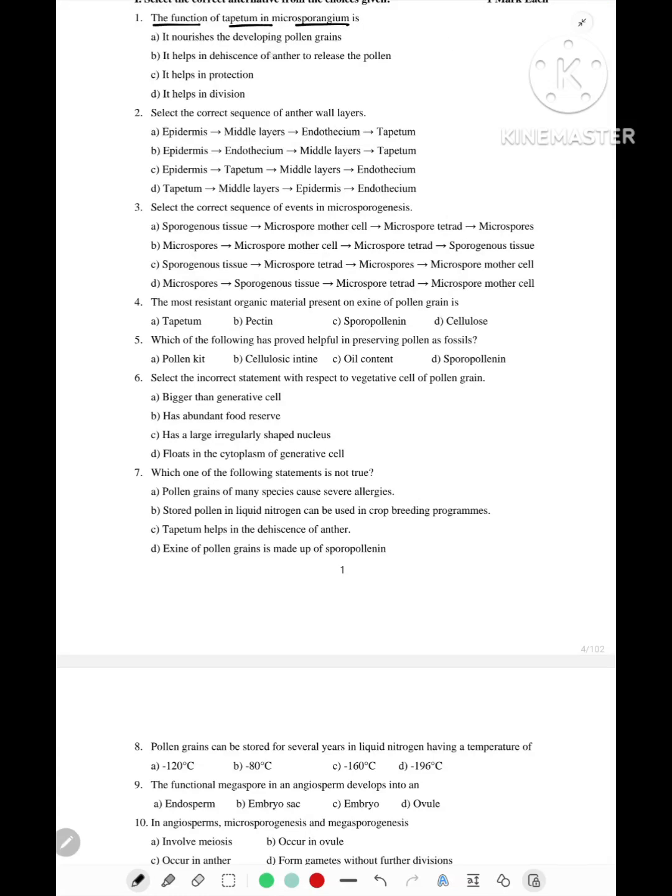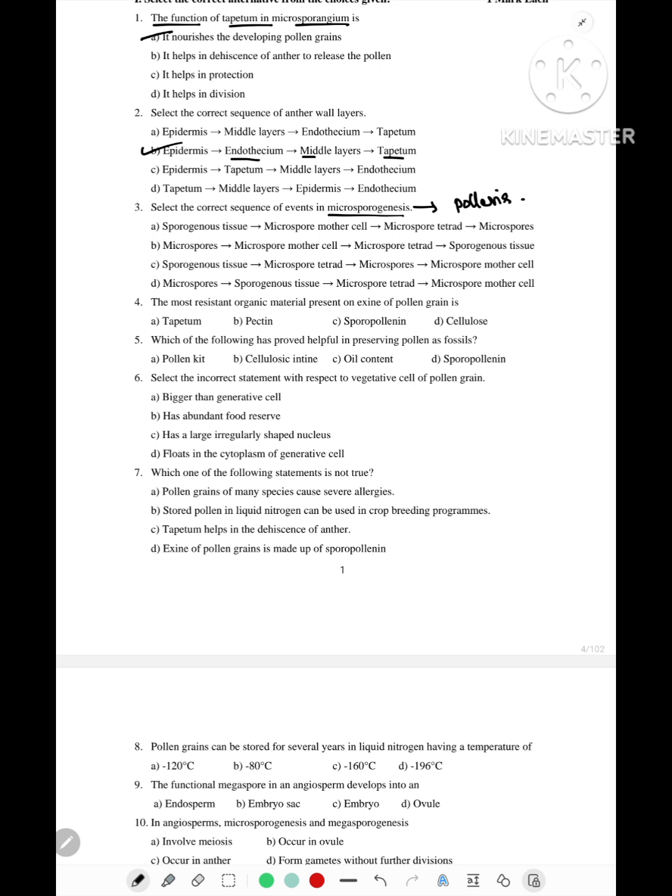The function of tapetum in microsporangium is that it helps in nourishment of developing pollen grains. Select the correct sequence of anther wall layers: epidermis, endothecium, middle layers, and tapetum. Select the correct sequence of events in microsporogenesis. Microsporogenesis is the development of pollen grains from pollen mother cell.